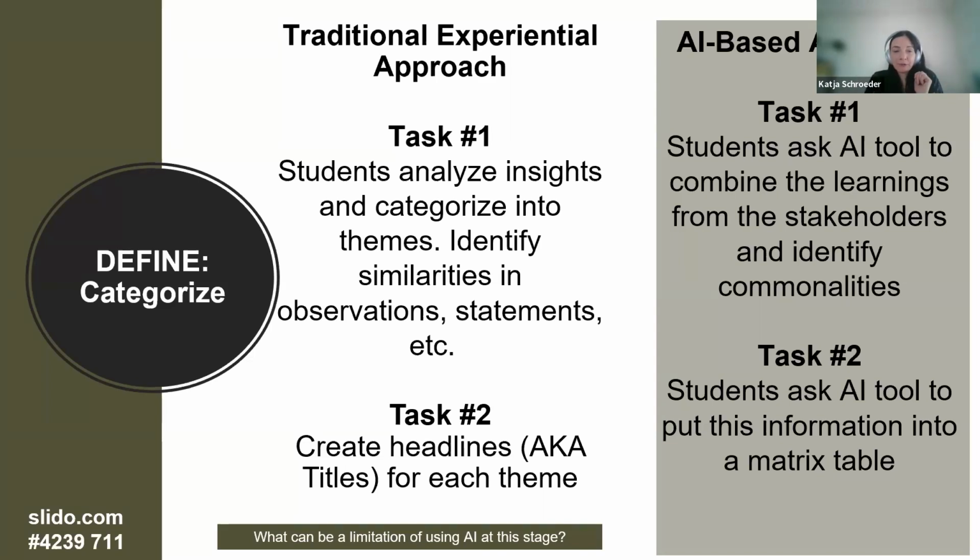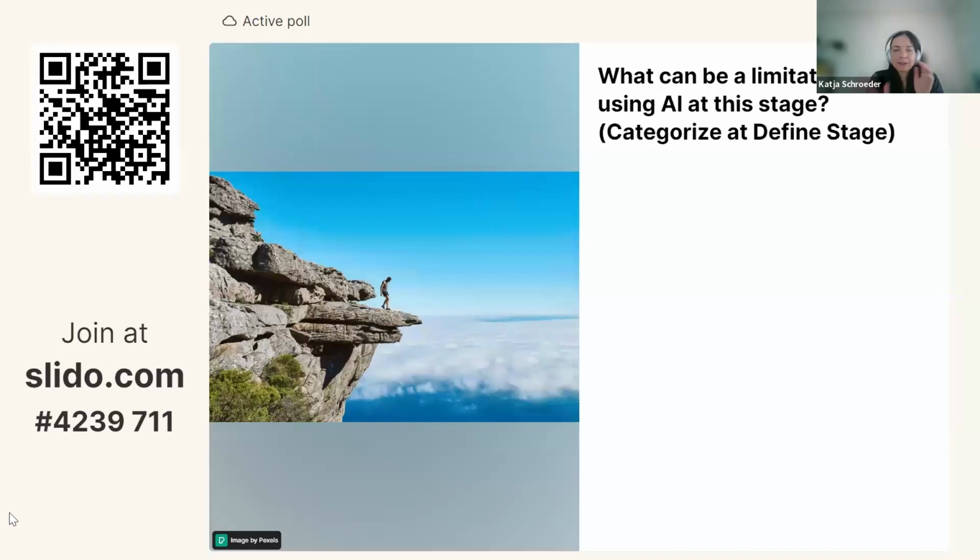And the next question for you is, what can be a limitation of using AI at this stage? I'm going to show you the QR code again. It is the same number, 4239711 on slido.com, or if you're already logged in on Slido, you can just go to the next question there and just hit go to the next one.